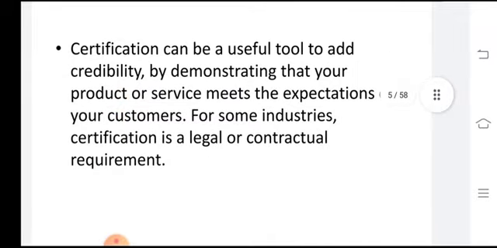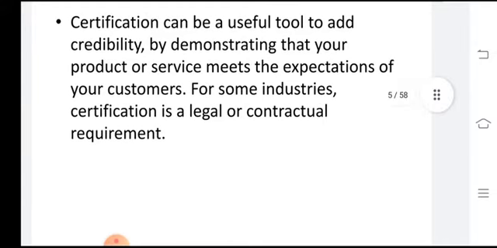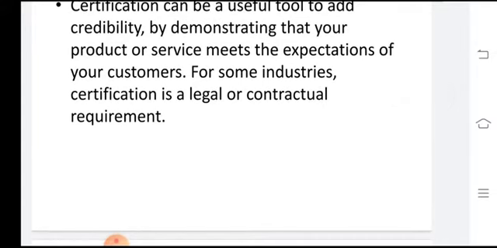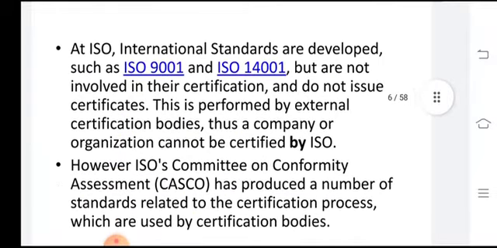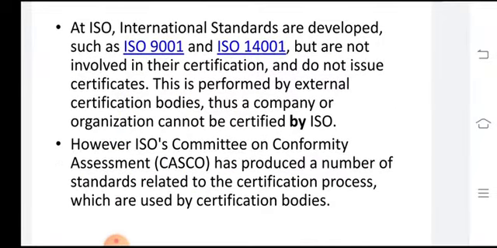So, certification can be a useful tool to add credibility by demonstrating that your products or service meets the expectation of your customer. For some industries, certification is a legal or contractual requirement because without these certifications, the industry is not authorized to conduct any kind of business with other industries. So, how to start with it?